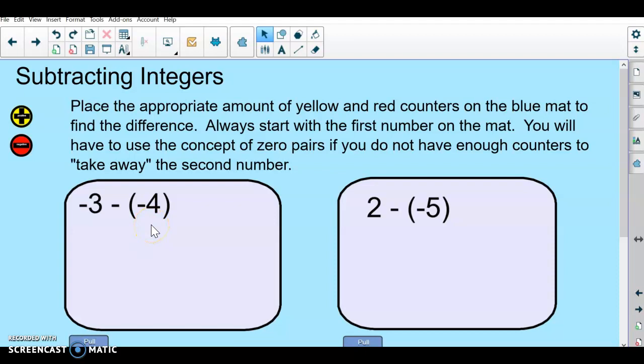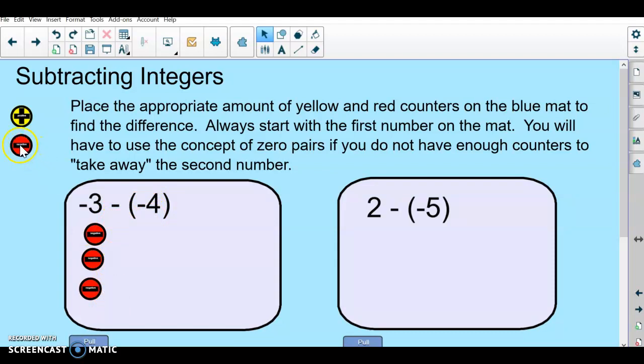Okay, so I like to show it with the counters. So here I've got -3, so I have to put 3 negatives on my mat. Okay, but what do I need to do? I need to take away 4 negatives. Do I have 4 negatives? No.